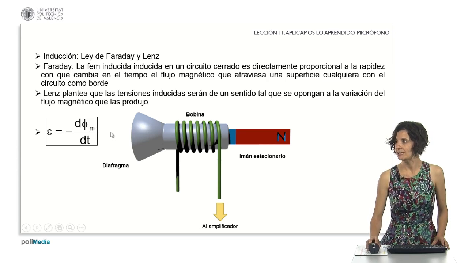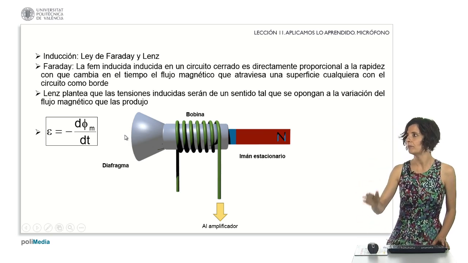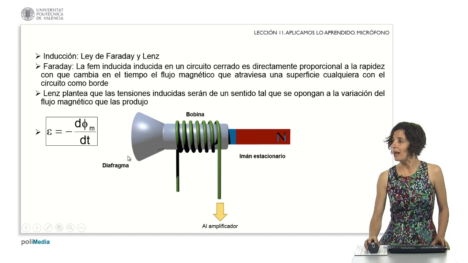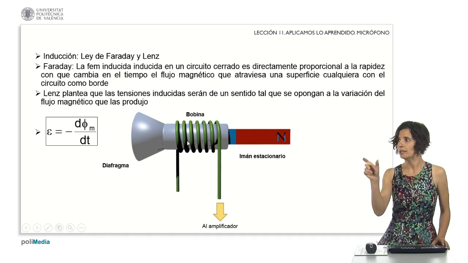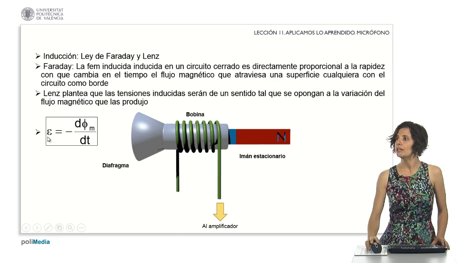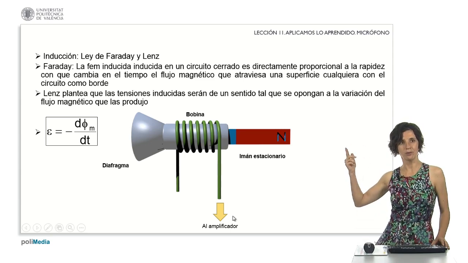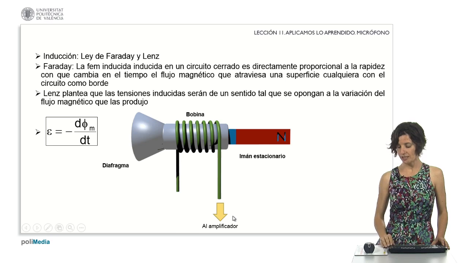Well, when the acoustic signal arrives, there is a mechanical wave that is able to move the diaphragm. That moves at the same time with the coil, and it is this displacement of the coil that produces variation in the magnetic flux, inducing voltage at the terminals of the coil. This circuit closes, producing an electric current that goes to the amplifier and from there to the loudspeaker that allows us to hear the sound.